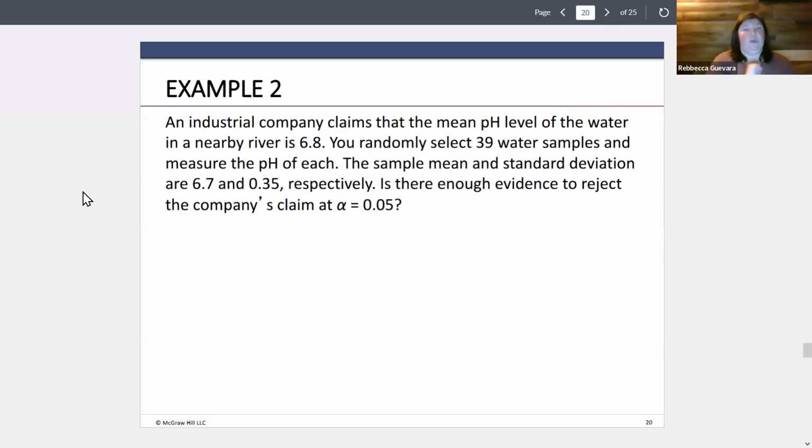Okay, so one more example. An industry company claims that the pH level of a nearby river is 6.8. Sorry, I don't know what I was reading there. So here, my null hypothesis, because their claim is that the pH level of the water is 6.8: mu is 6.8. That is my claim.